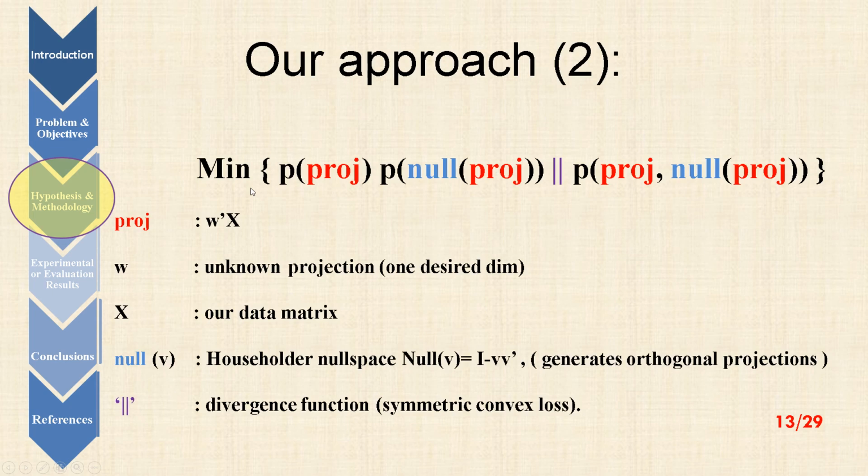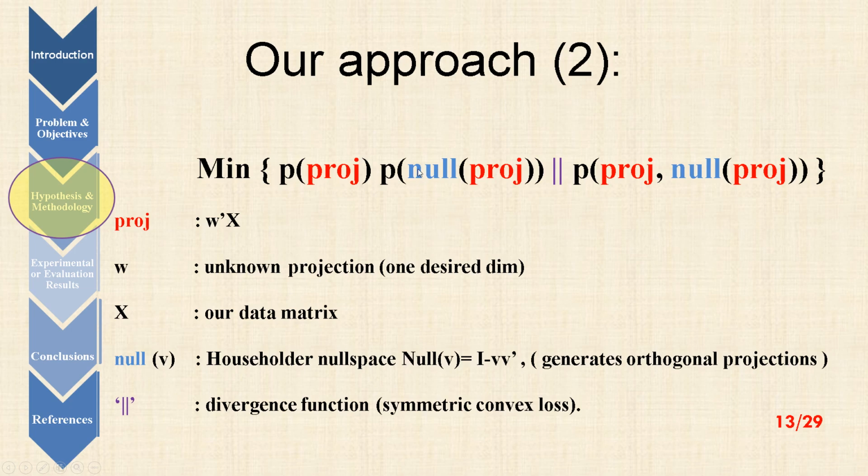Therefore, our designed objective function has to iteratively find each projection and its corresponding null space in each try, so that the Bayesian rule is satisfied, which is that the marginalized product equals the joint distribution.